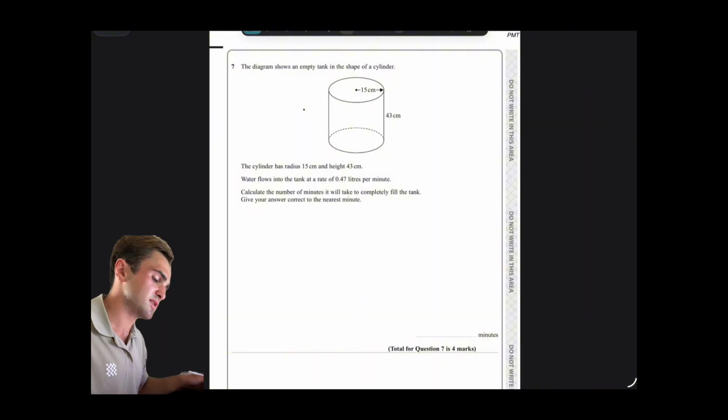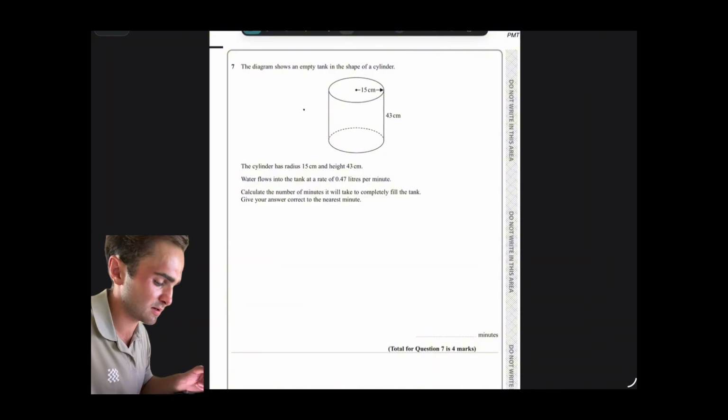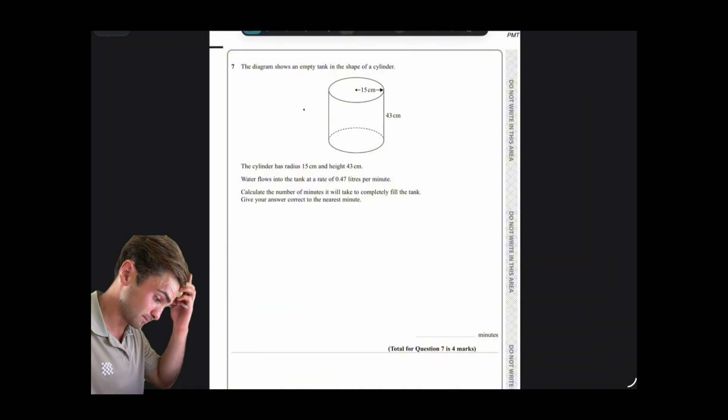Question 7. The diagram shows an empty tank in the shape of a cylinder. The cylinder has radius 15 centimeters and height 43 centimeters. Water flows into the tank at a rate of 0.47 liters per minute. Calculate the number of minutes it will take to completely fill the tank. Give your answer correct to the nearest minute.